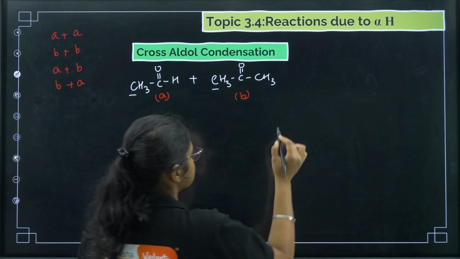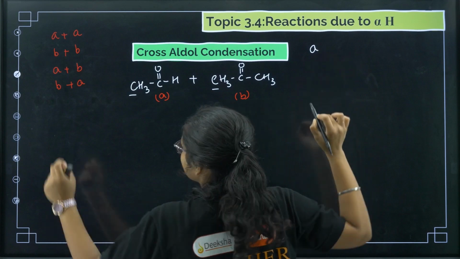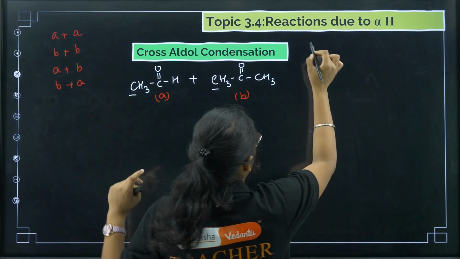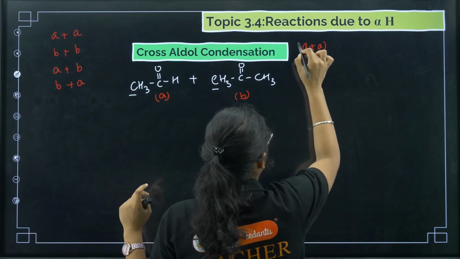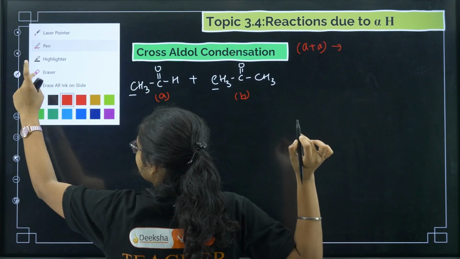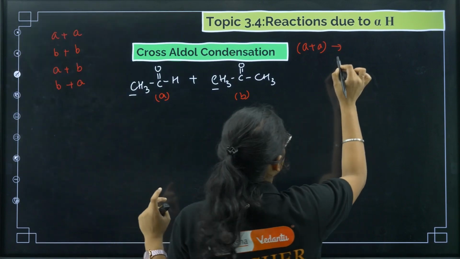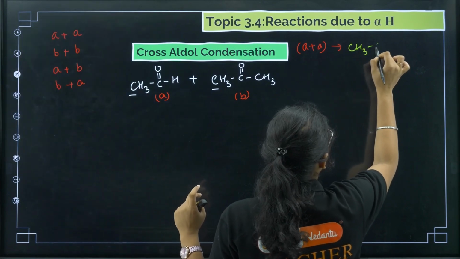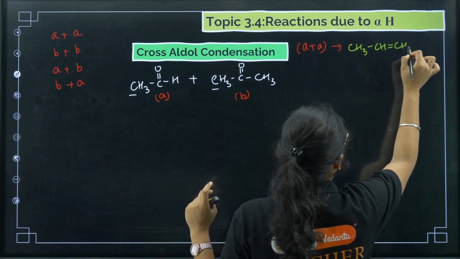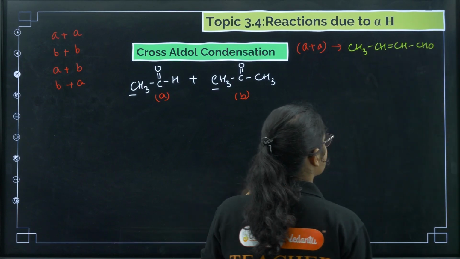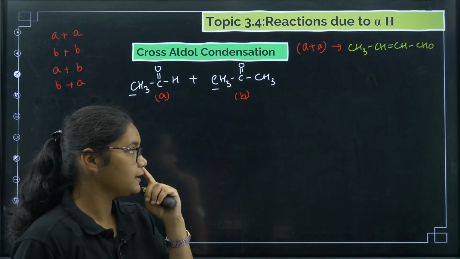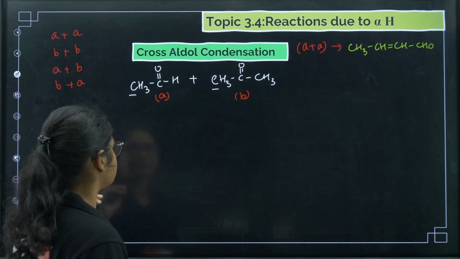So I will write first this one, A plus A. Let me note it down here. If I have A plus A, then what is the product formed here? We will get CH3CH=CHCHO. This is the first product we'll get if A plus A is reacting. Now let us write B plus B.